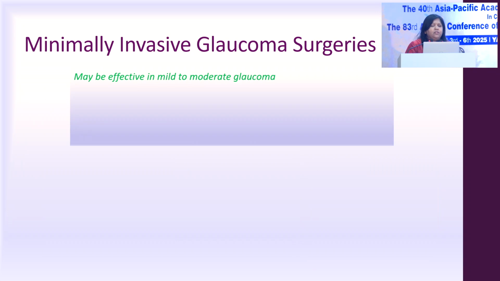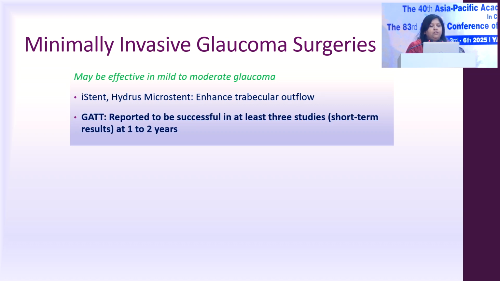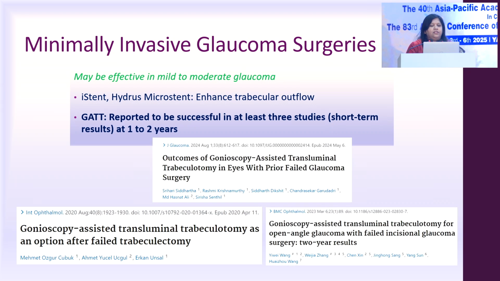Minimally invasive glaucoma surgeries may be effective in mild to moderate glaucoma. There aren't too many people who do it. For the iStent and Hydrus, there are some case reports. They may enhance trabecular flow, but GAT has been reported to be successful in at least 3 studies in the short term, that is at 1 to 2 years. These studies have shown that GAT has been successful even following a trab.